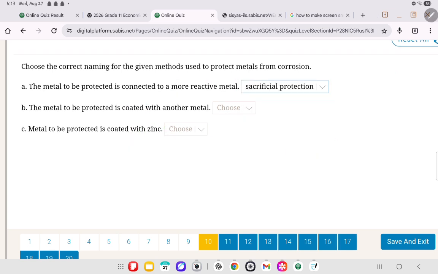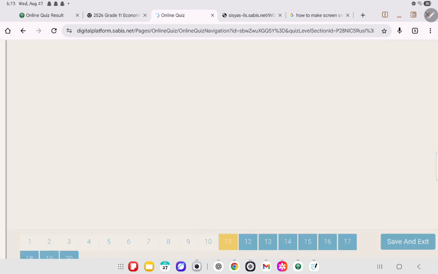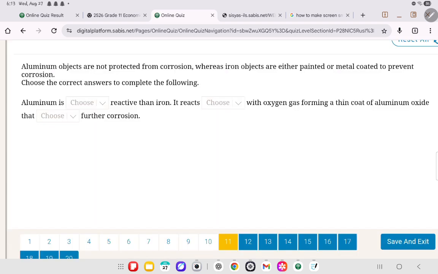So it's sacrificial protection, electroplating, and galvanizing. We'll move on to question number 11. Aluminum objects are not protected from corrosion, whereas iron objects are either painted or metal coated to prevent corrosion. Now, here this is very important. Why is aluminum not protected from corrosion, whereas iron is protected from corrosion? Very simply, aluminum is more reactive than iron.